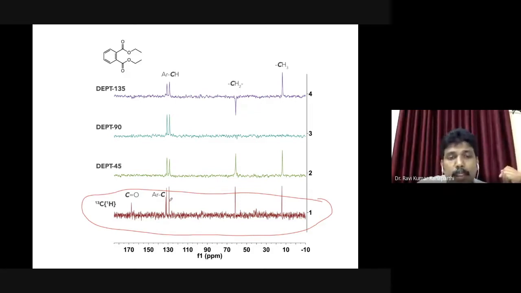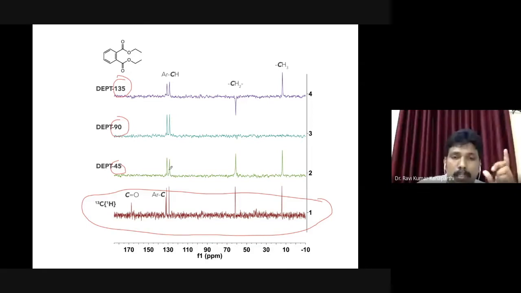And then in the DEPT technique, as I mentioned, we apply different pulses and record the spectrum. The first is the 45 degree pulse, the second is the 90 degree pulse, and the third is the 135. So there are 3 different pulses we are using. Suppose we use the 45 degree pulse, please note down, the 45 degree pulse will give you the primary carbon signals, secondary carbon signals, and tertiary carbon signals. That means primary means CH3 signals.